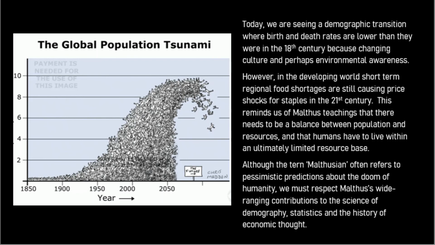However, in the developing world, short-term regional food shortages are still causing price shocks for staples in the 21st century. This reminds us of the Malthus teachings that there needs to be a balance between population and resources, and that humans have to live within an ultimately limited resource base. Although the term Malthusian often refers to pessimistic predictions about the doom of humanity, we must respect Malthus's wide-ranging contributions to the science of demography, statistics, and the history of economic thought.